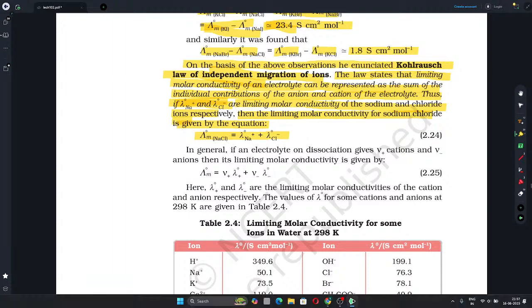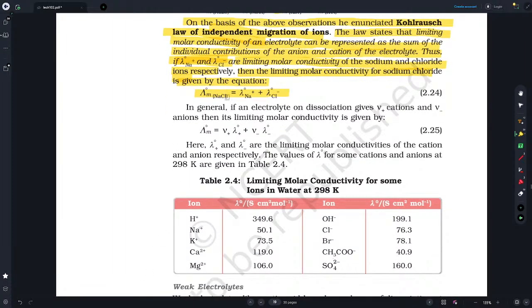In general, if an electrolyte on dissociation gives V plus cations and V minus anions, then its limiting molar conductivity is given by V plus times the limiting molar conductivity of the cations plus V minus times the limiting molar conductivity of the anions.